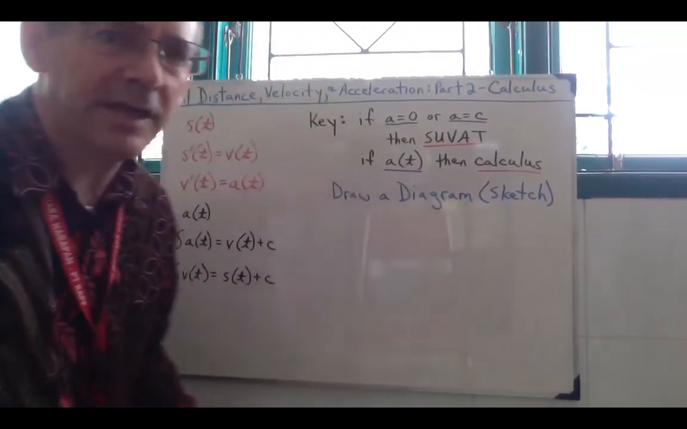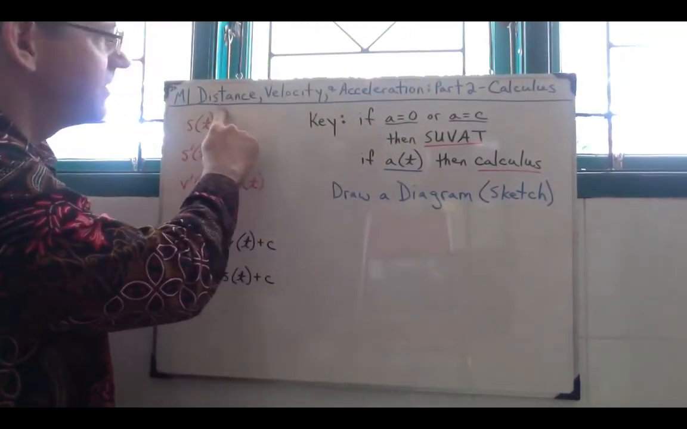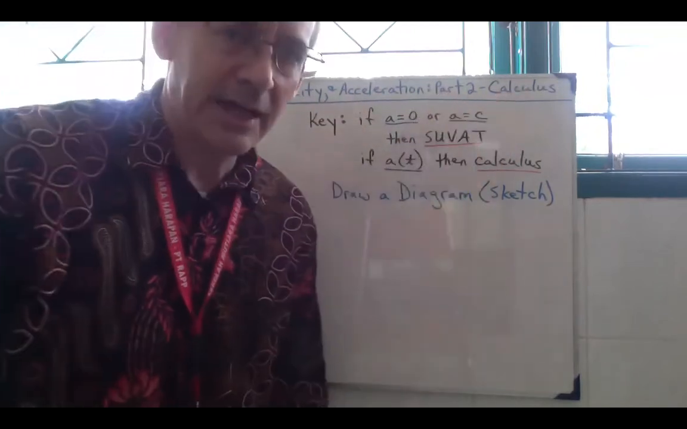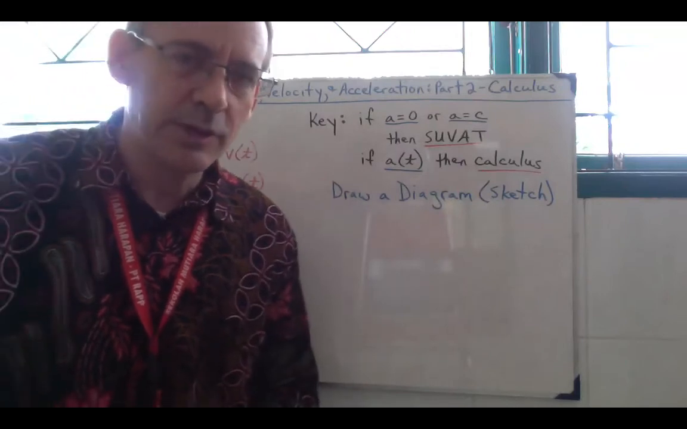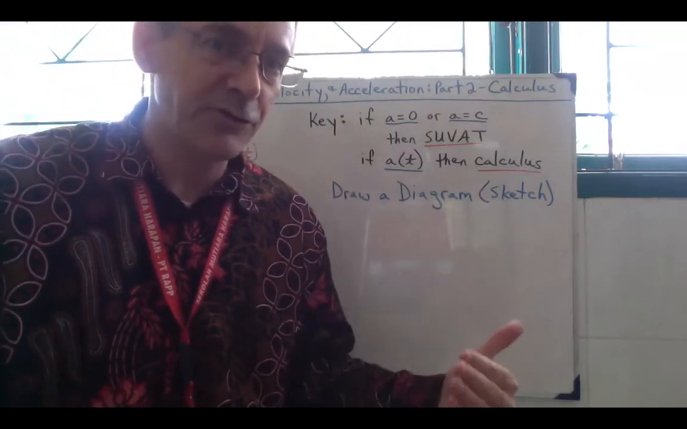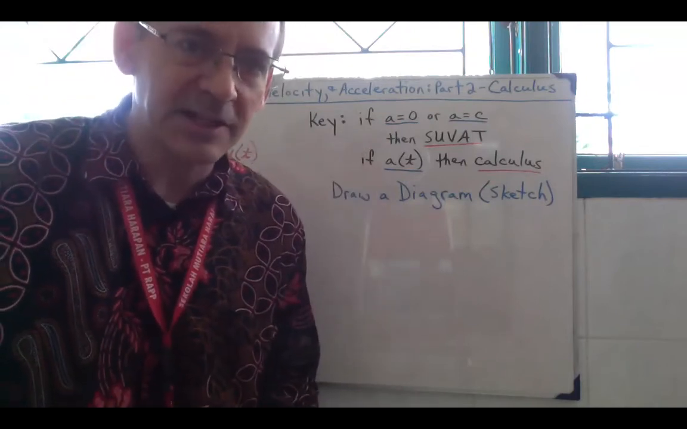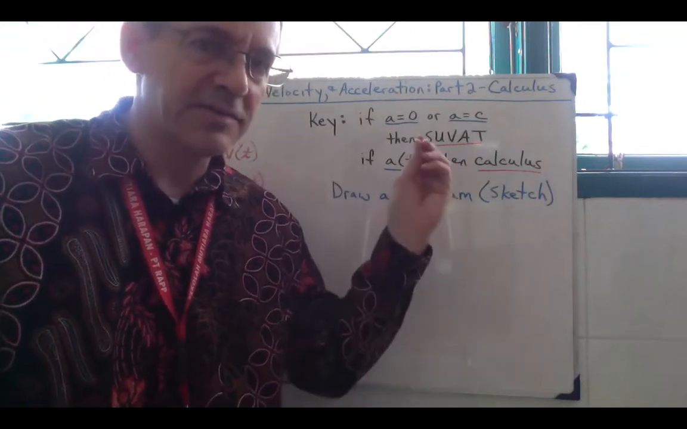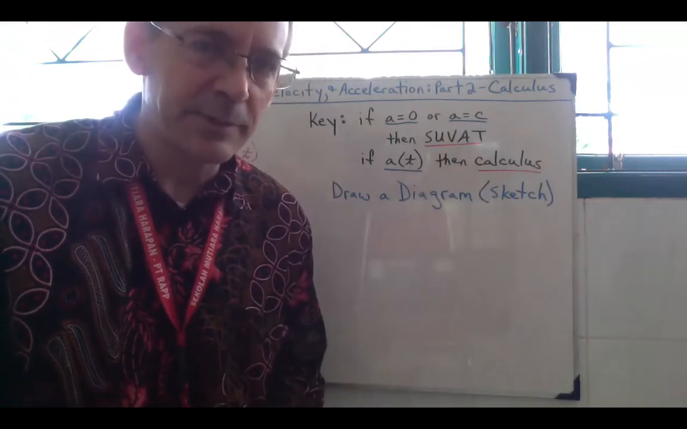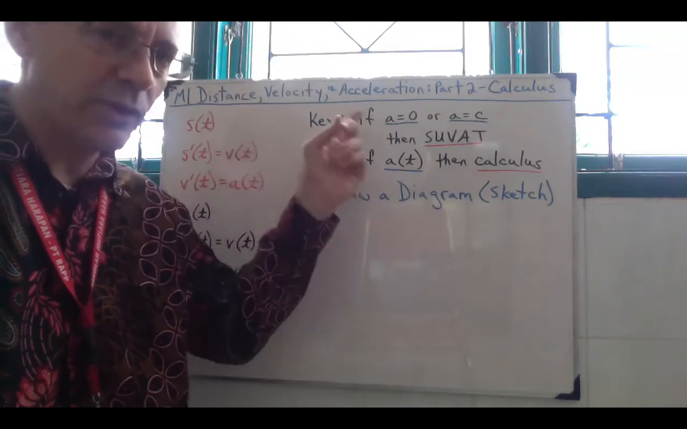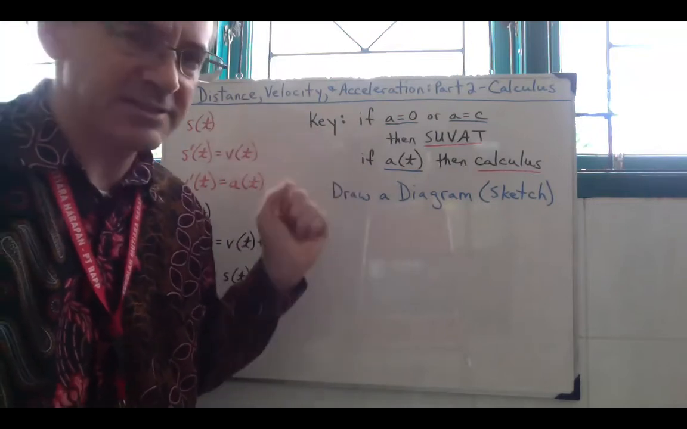Today, we would like to look at mechanics, distance, velocity, and acceleration, part 2, calculus. Now, in part 1, we looked at SUVAT, which is the algebra formulas for distance, velocity, and acceleration. And today, we want to look at the calculus formulas for it. So again, remember that the key to these question types is acceleration.